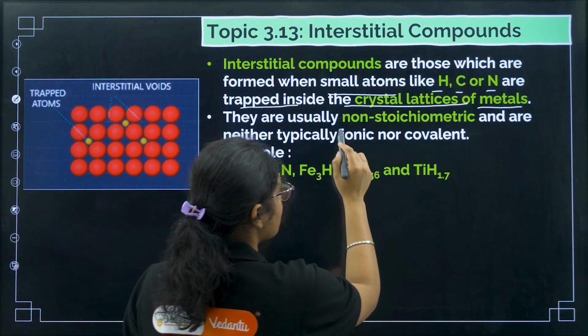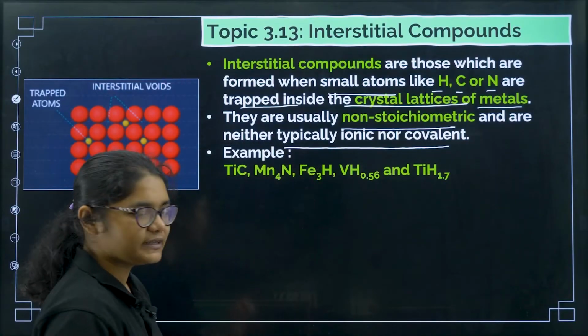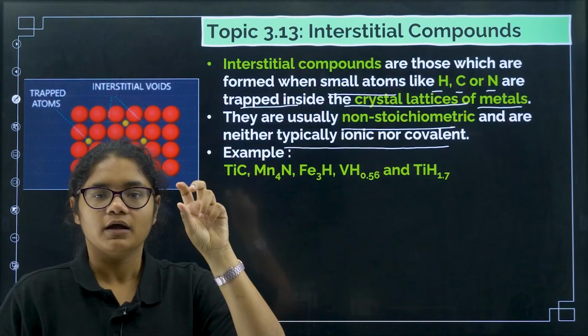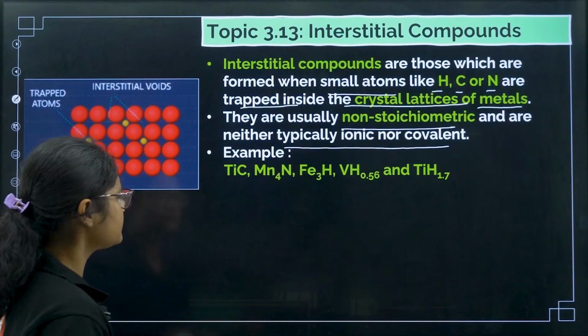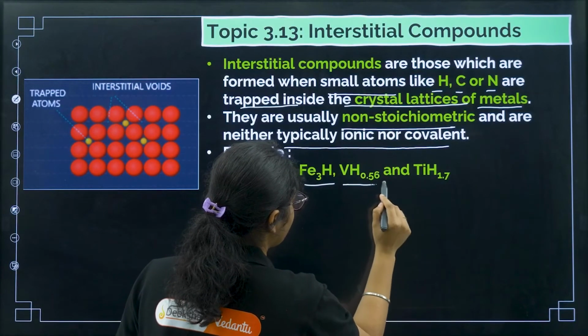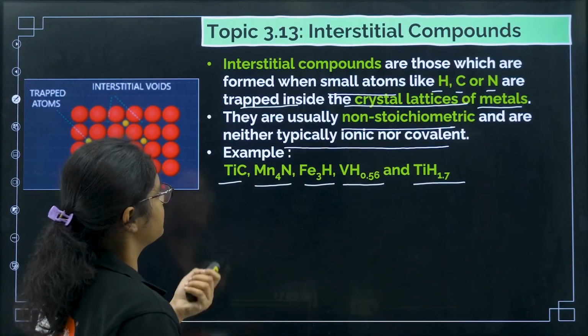They are usually non-stoichiometric and are neither typically ionic nor covalent. There is no fixed ratio of how many cations, how many anions, or how many atoms should get trapped. It is just random. Examples are TiC, Mn4N, Fe3H, VH0.56, TiH1.7. These are the different examples.